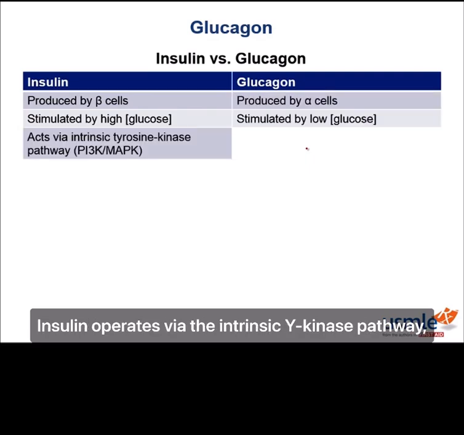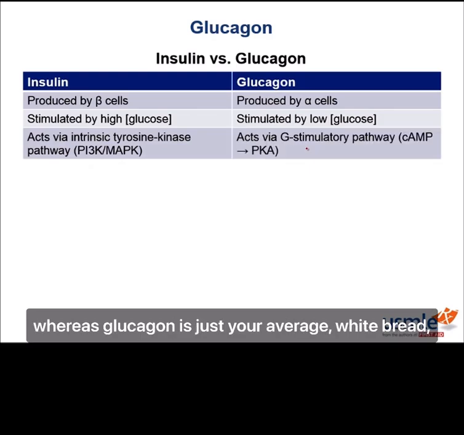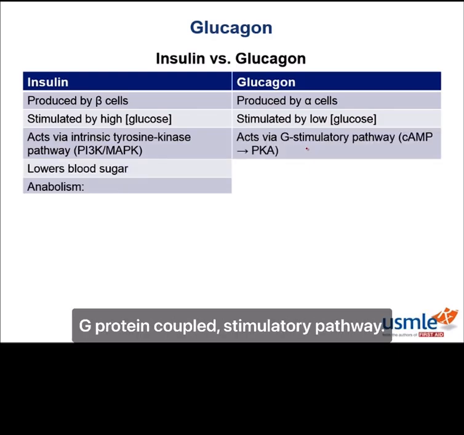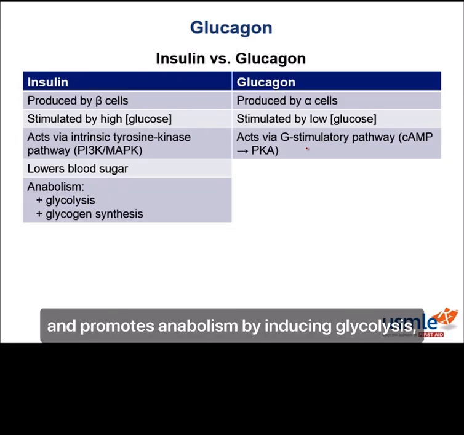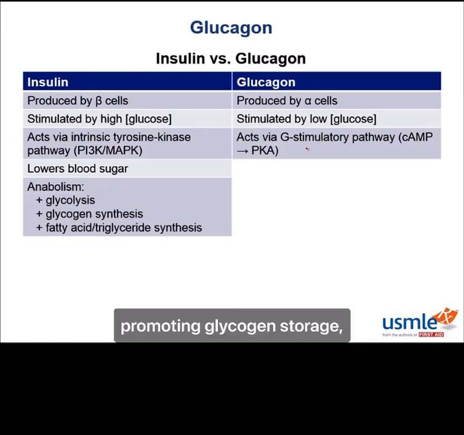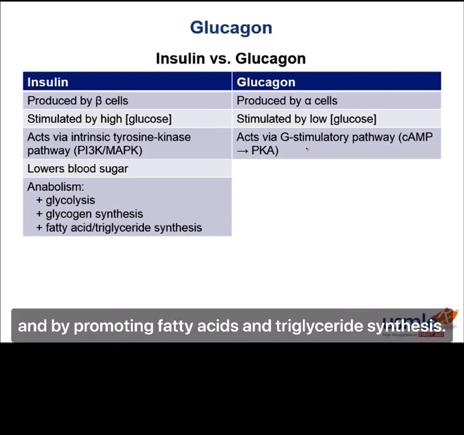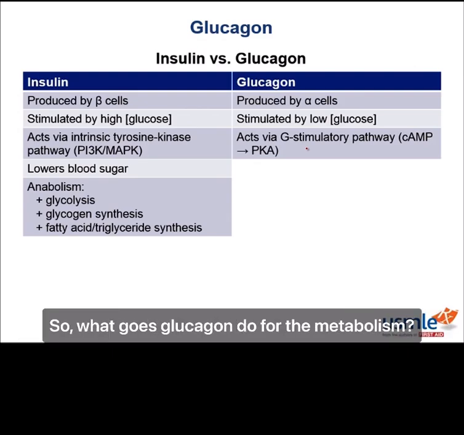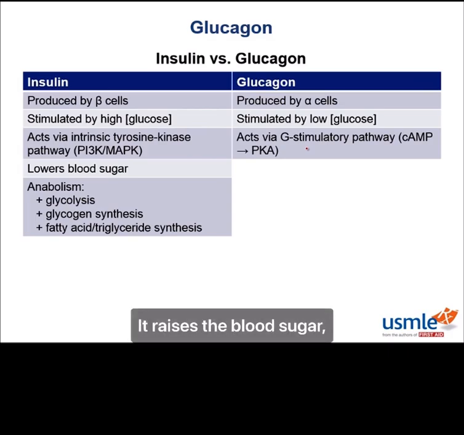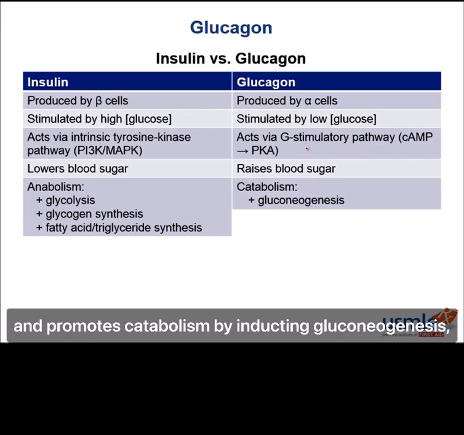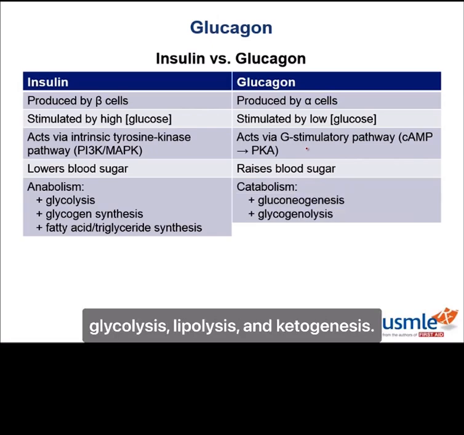Insulin operates via the intrinsic tyrosine kinase pathway, whereas glucagon is just your average G protein coupled stimulatory pathway. Insulin lowers the blood sugar and promotes anabolism by inducing glycolysis, promoting glycogen storage, and by promoting fatty acid and triglyceride synthesis. So what does glucagon do for the metabolism? It raises the blood sugar and promotes catabolism by inducing gluconeogenesis, glycogenolysis, lipolysis, and ketogenesis. So that's the easy part.